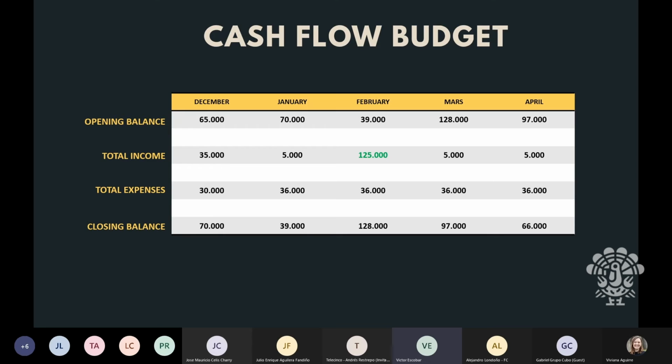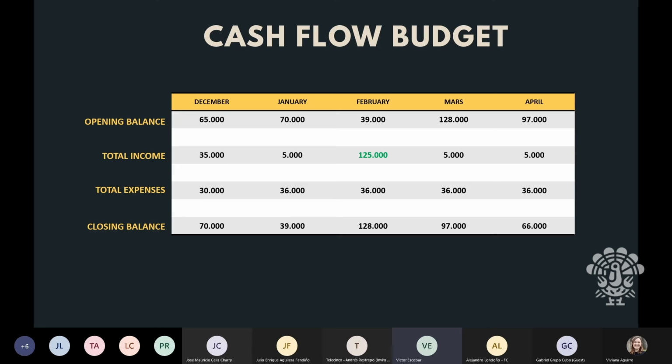This scenario is of a company that never used a cash flow. So the case study says that they got a big project that was paying 125,000, and they reduced the projects they were working on because this was a big project and they could not continue getting the regular projects they were involved in. So they reduced the income in January to 5,000 because they were beginning this one. And in here, you can see that the cash flow budget was affected. The expenses were the same. The income was just a few.